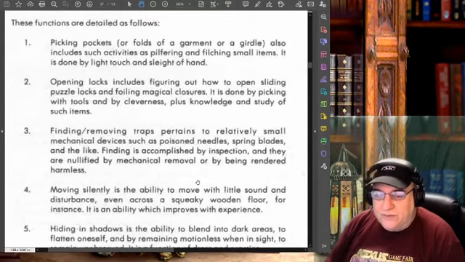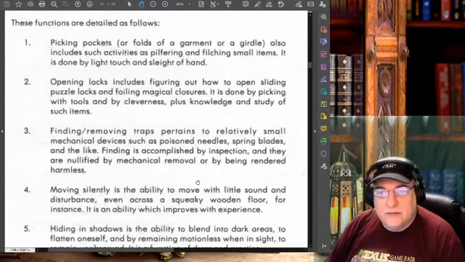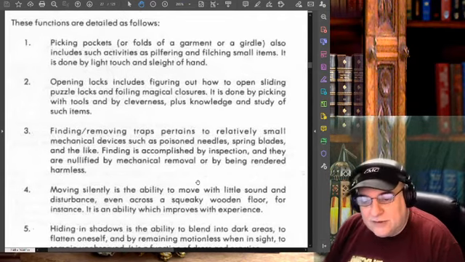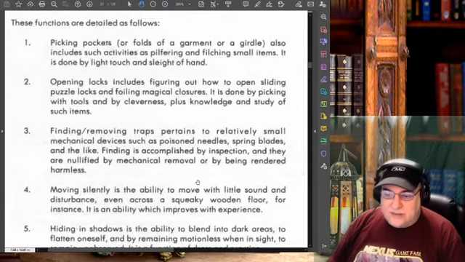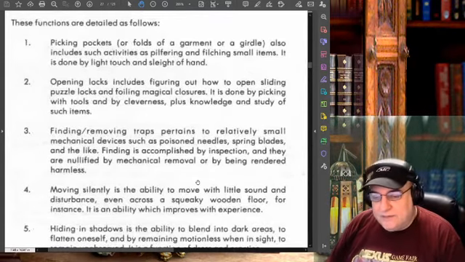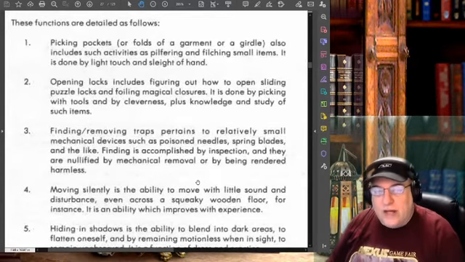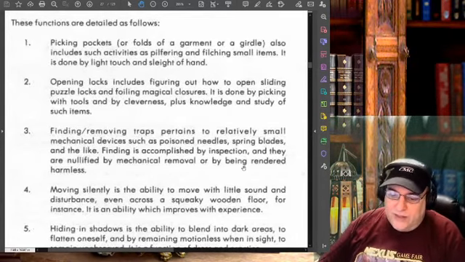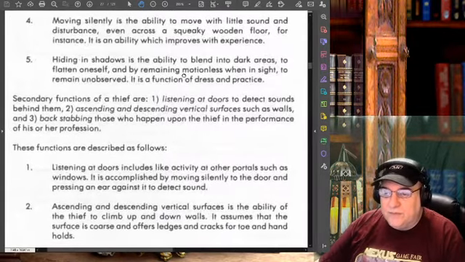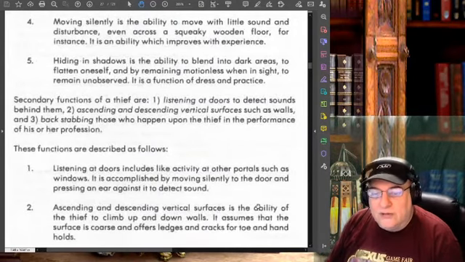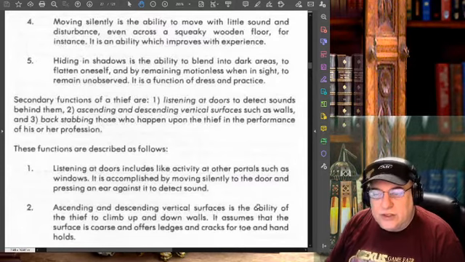Number 3, finding and removing traps. Finding and removing traps. Acronym FARTS. Anyway, pertains to relatively small mechanical devices such as poisoned needles, spring blades, and the like. Finding is accomplished by inspection, and they are nullified by mechanical removal or by being rendered harmless. Number 4, moving silently, is the ability to move with little sound and disturbance, even across a squeaky wooden floor, for instance. It is an ability which improves with experience.